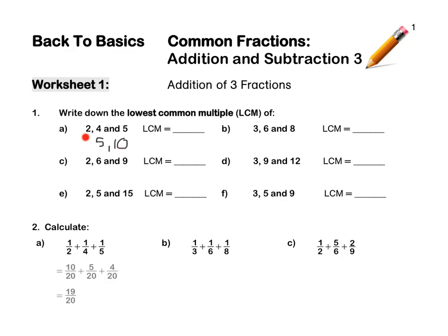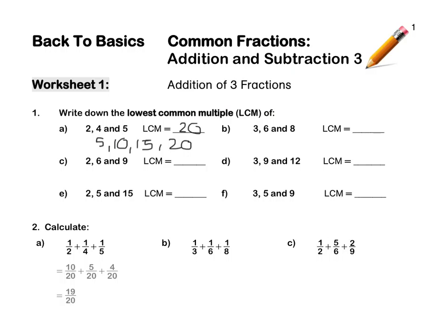10 is a multiple of 2, but it is not a multiple of 4. So let's continue. 15 and 20. Now, 20 is a multiple of 2 and 20 is a multiple of 4. Therefore, our lowest common multiple is 20.